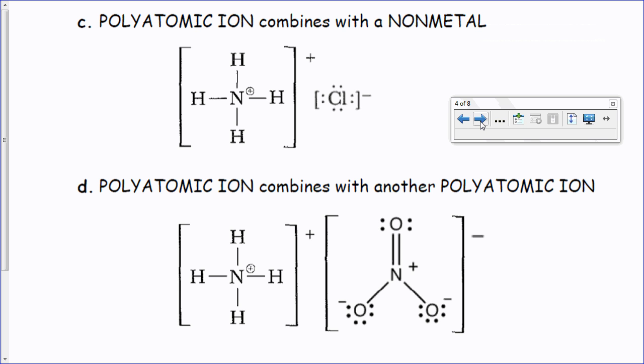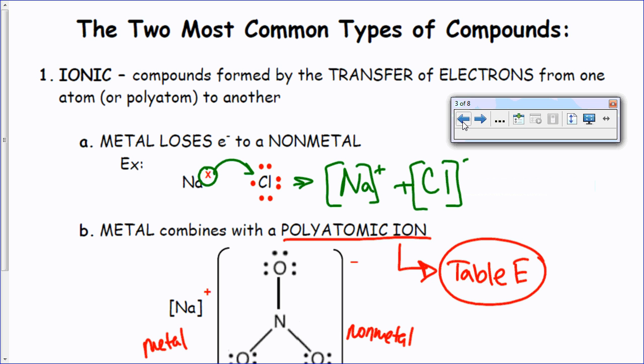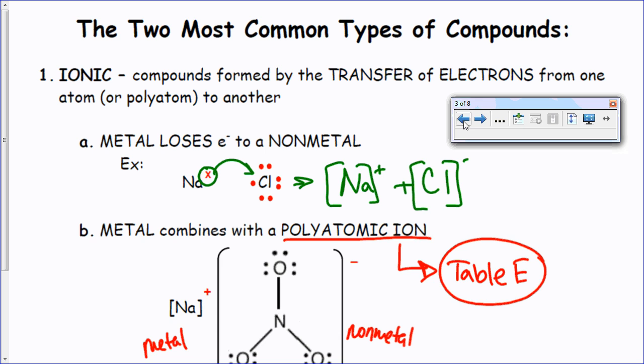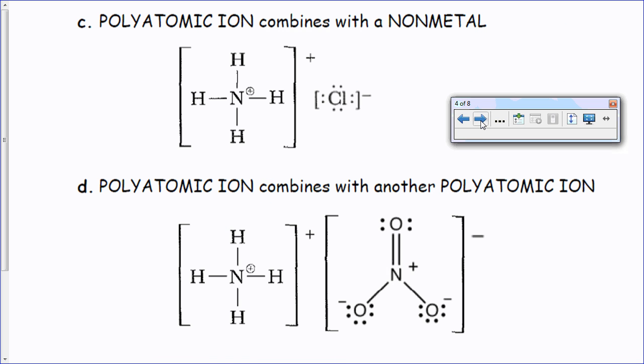Now, the third combination is when we get a polyatomic ion combining with a nonmetal. It's essentially the same as the second combination, except that the polyatomic ion is no longer a negatively charged one, but a positively charged one. And we'll notice we always like to put the positively charged stuff first, and it's attracted to a negatively charged thing. So again, ions with brackets around them get attracted to each other, making ionic compounds.